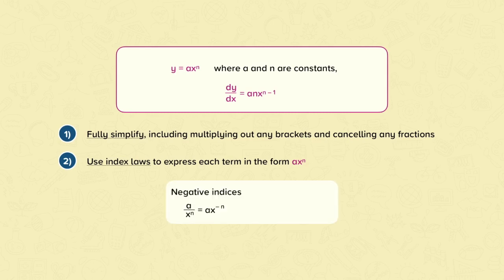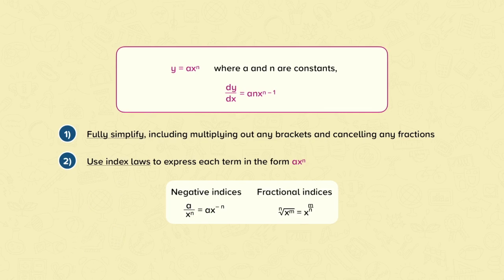The rule for negative indices is used when you have a variable, for example x, on the denominator of a fraction. In this case, you can get rid of the fraction by giving the x a negative power instead. Some examples of this are 3 over x squared equals 3x^(-2), and 1 over 4t cubed equals a quarter t^(-3).